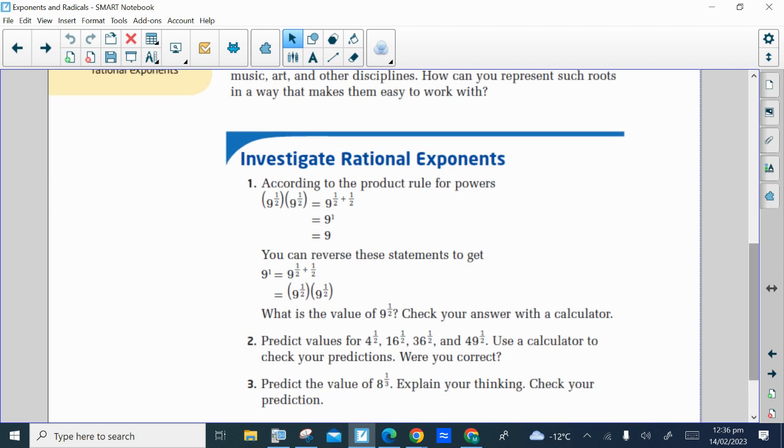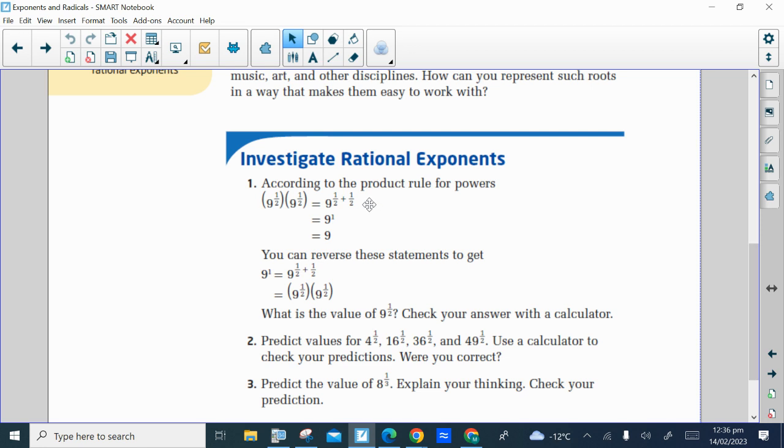In that first example on that page, you're doing 9 to the power a half times 9 to the power a half. You're still multiplying powers with the same base. So the law says you add the exponents and keep the base the same. That's why the 1/2 and the 1/2 are added together. Remember, if you're adding or subtracting fractions, you must have a common denominator, which in this case you do.